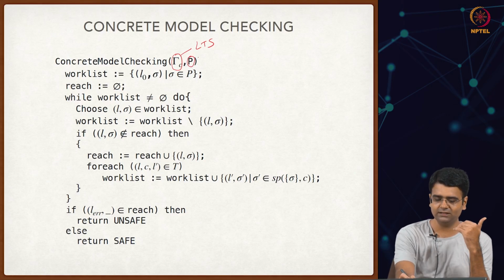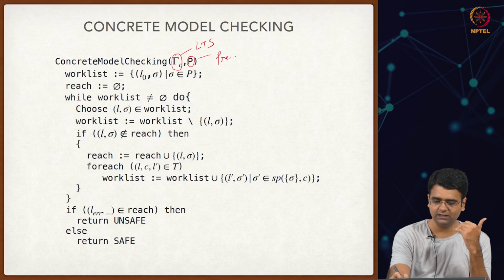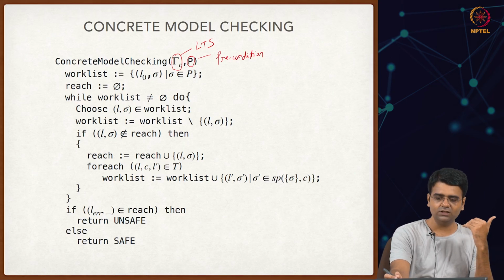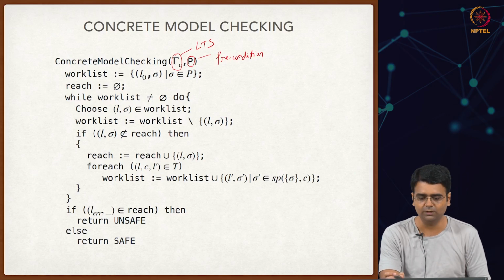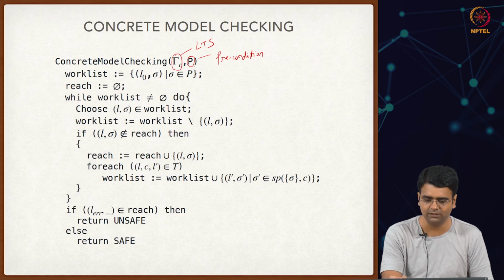And then you have this set P. This is the precondition, so this is the set of initial program states, or start program states, at the start location of the program. So this is what concrete model checking takes as input.